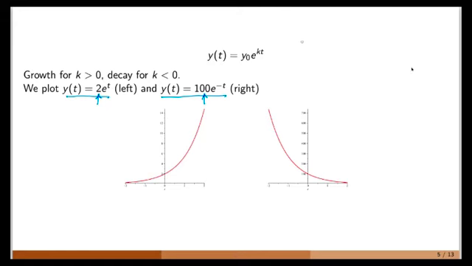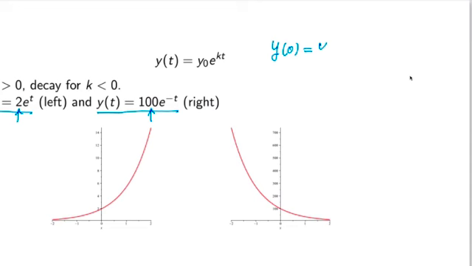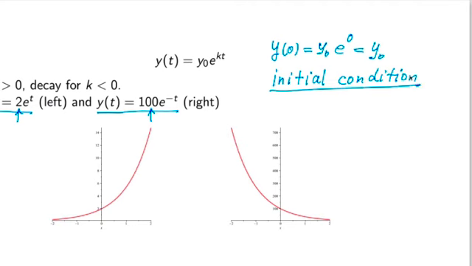Let's look at t is equal to 0. So if we write down t is 0, then we have y0 times e to the 0, and e to the 0 is equal to 1. So then this is y0. Aha! So this coefficient y0 in the equations is the initial condition.